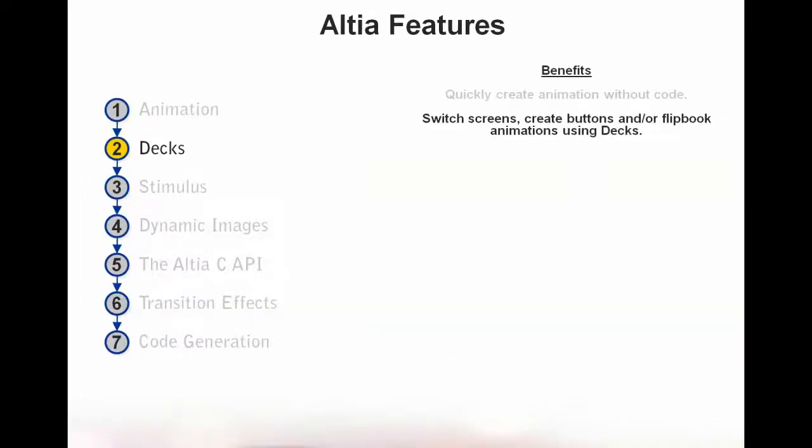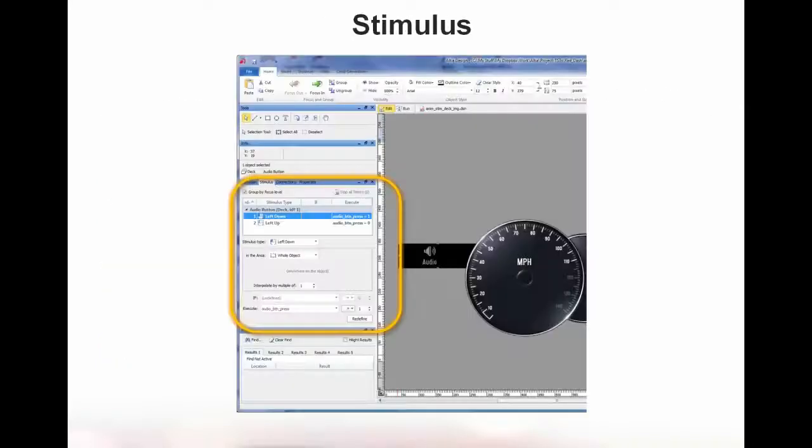All right, so let's go back now. Why do you want to use decks? Why are they so beneficial? Well, just that one simple object allows you to switch screens of your GUI, create buttons, like we just showed, or even import image sequences from external tools and play those back in flipbook style animations. So a key object to creating GUIs in Altia Design.